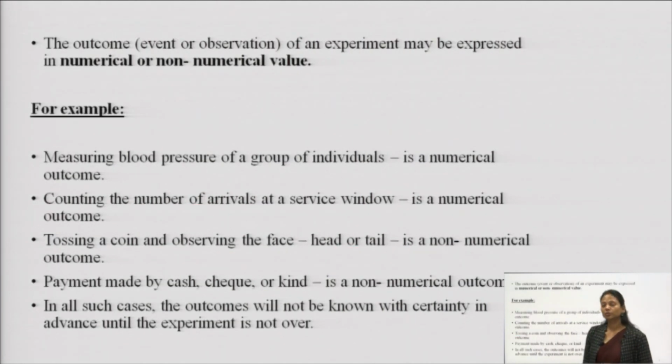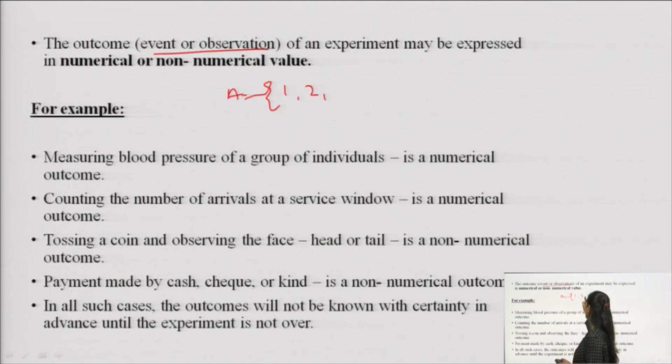Now, the outcomes or the events or the observations of an experiment may be expressed in numerical or non-numerical values. Why numerical and non-numerical? When we talk about numerical, what does that mean? For example, measuring the blood pressure of a group of people is numerical, because measuring blood pressure gives you a number.